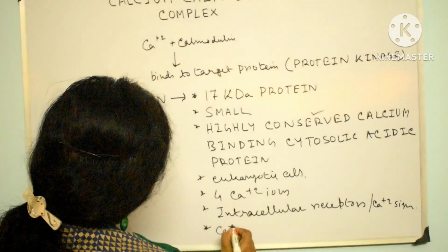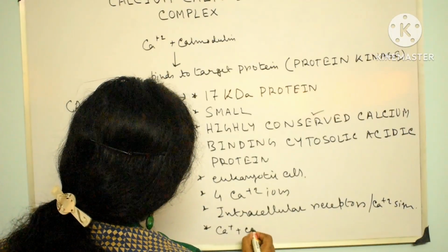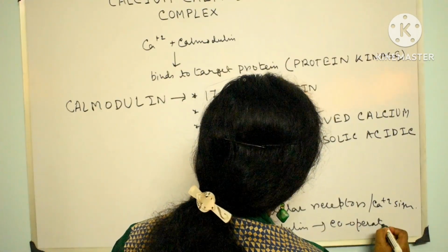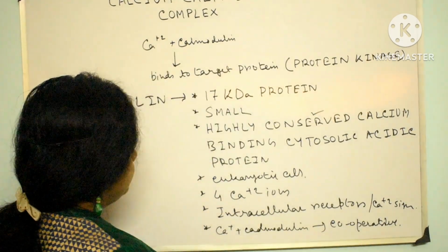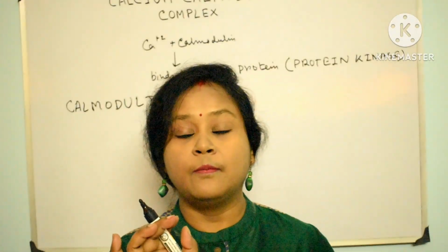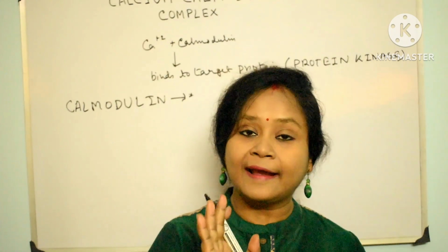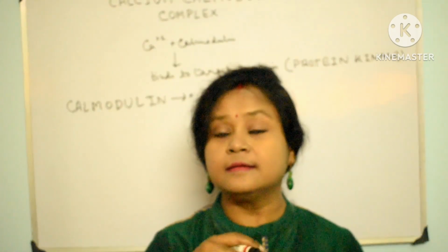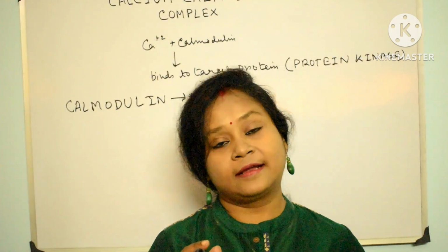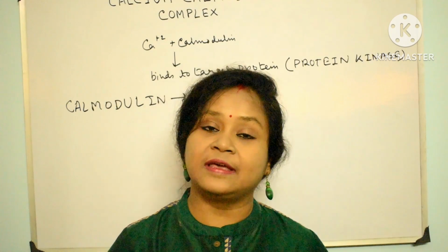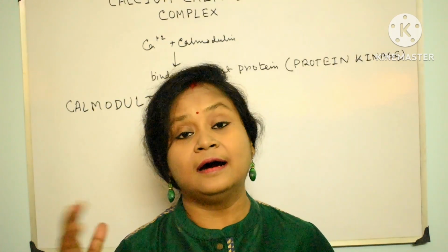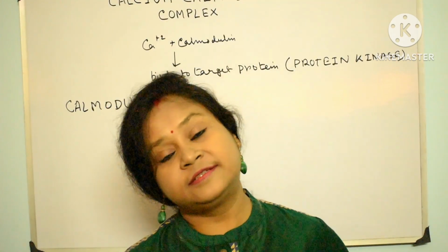Calcium ion binds to calmodulin in a cooperative fashion. Okay, so these are some important points. When there is a small or minute change in the level of cytosolic calcium ion, it leads to a large change in the level of active calmodulin.